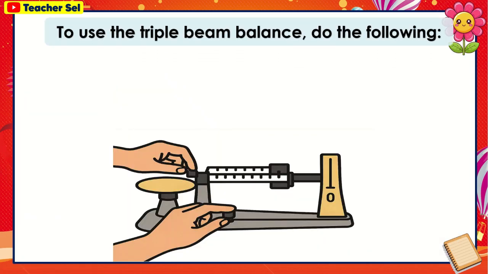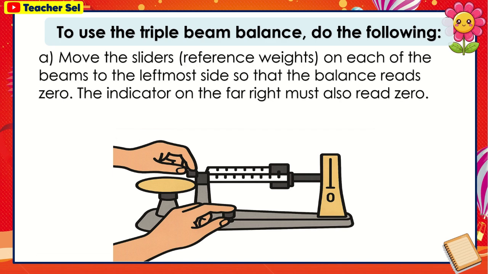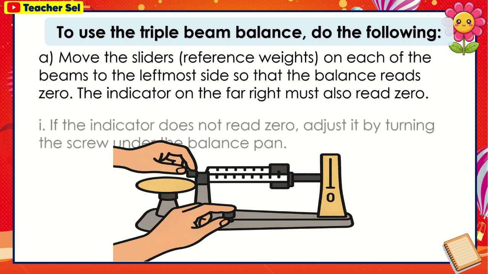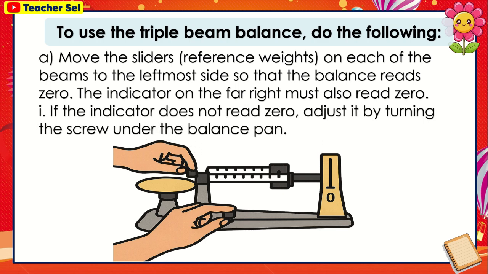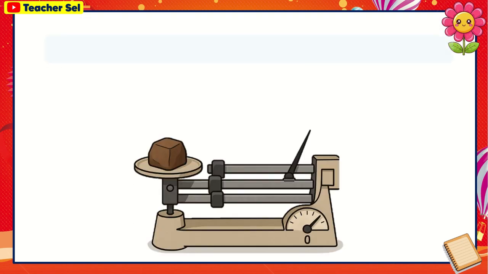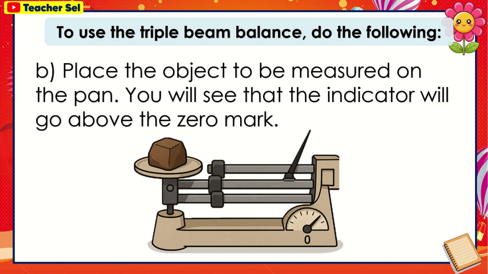To use the triple beam balance, do the following. Move the slider's reference weights on each of the beams to the leftmost side so that the balance reads 0. The indicator on the far right must also read 0. If the indicator does not read 0, adjust it by turning the screw under the balance span. Place the object to be measured on the pan. You will see that the indicator will go above the 0 mark.